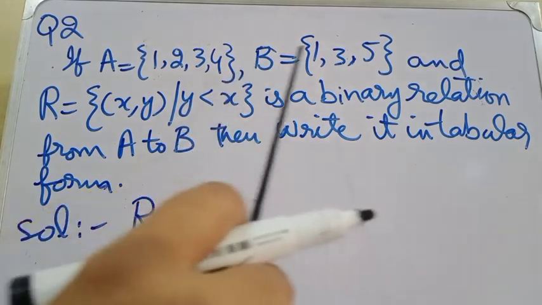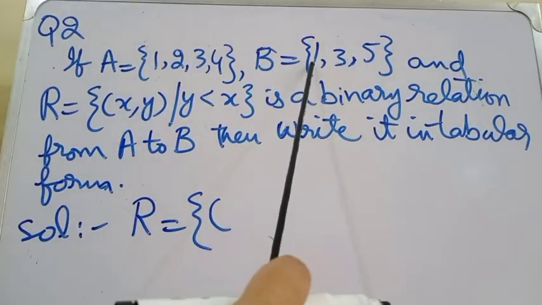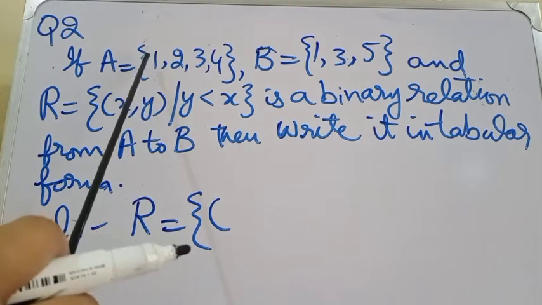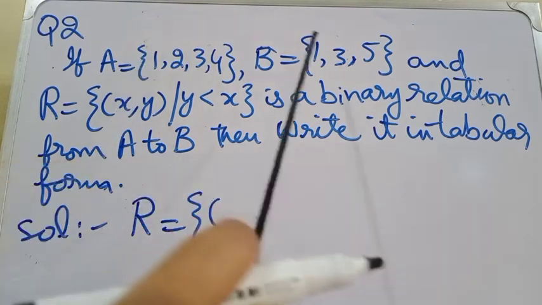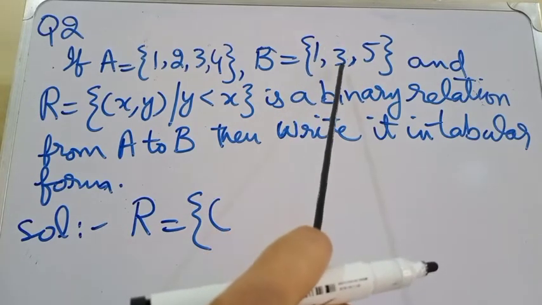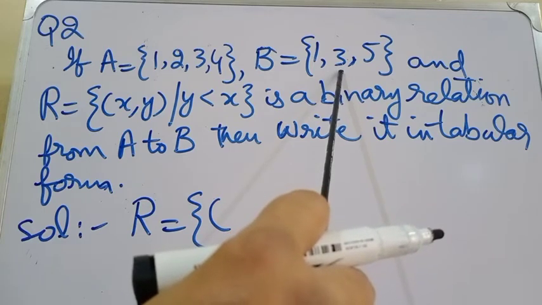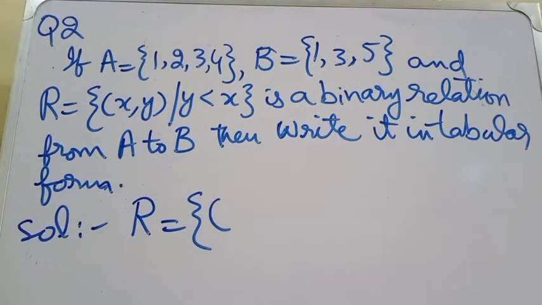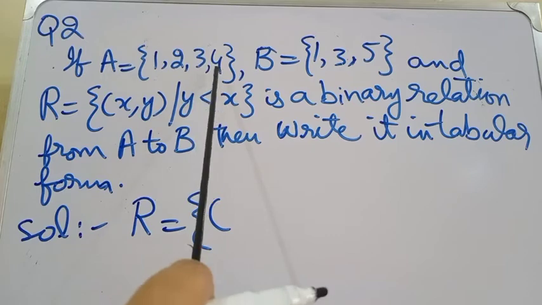First check y and then x. y is less than x. y is 1 and in the x position there is no value less than 1. So we ignore 1. Next we have 3. Sorry, 1 is less than 2, less than 3 and less than 4.